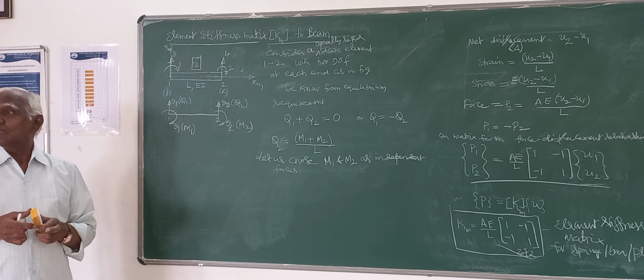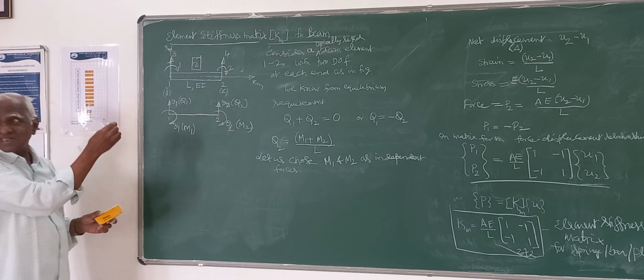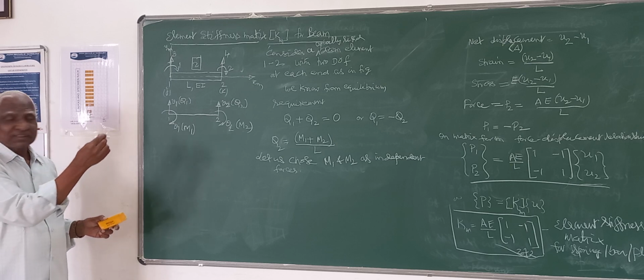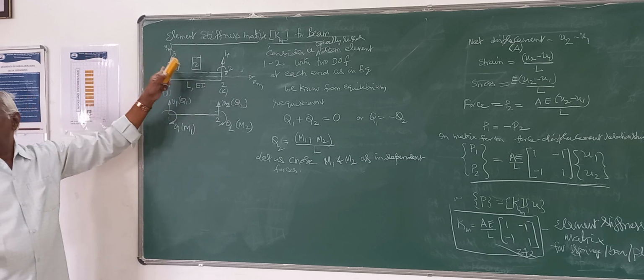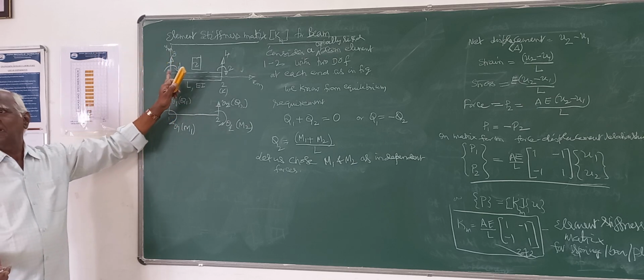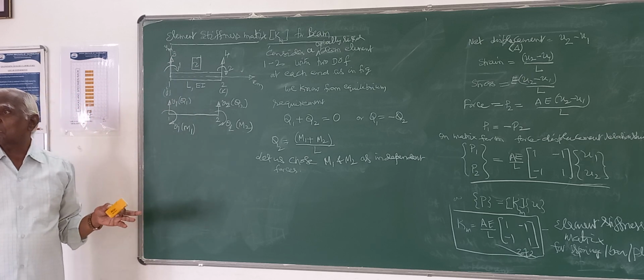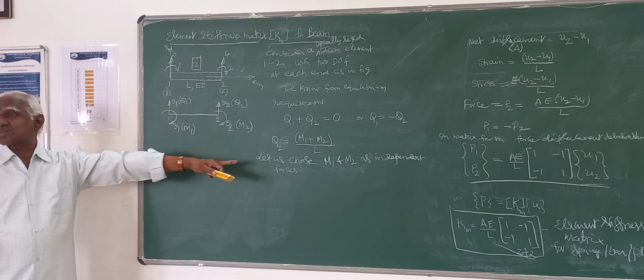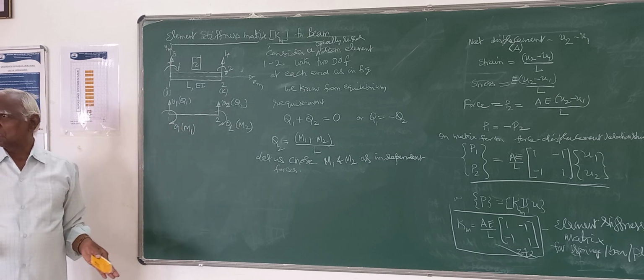Why I am choosing M1, M2 means this moment is about the z-axis, right? That z-axis is same even for local axis also. The global z and local z, they are one and the same. I need not have to bother. That is the reason I am selecting only the moments as the unknowns.